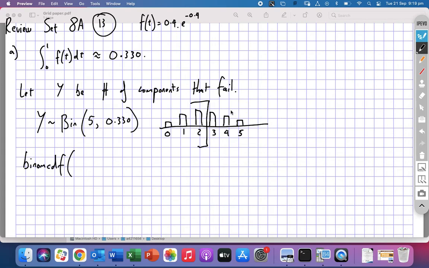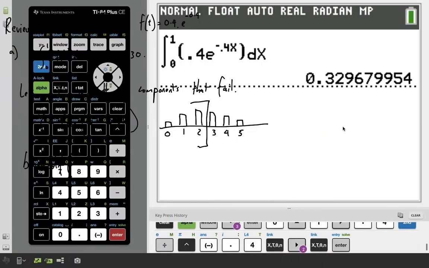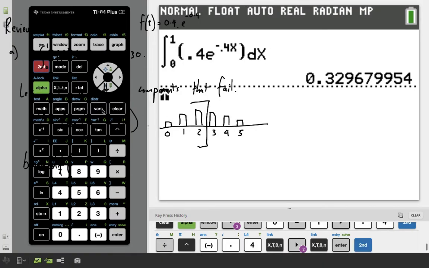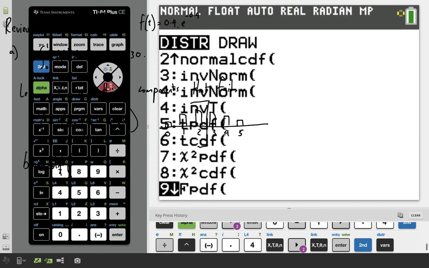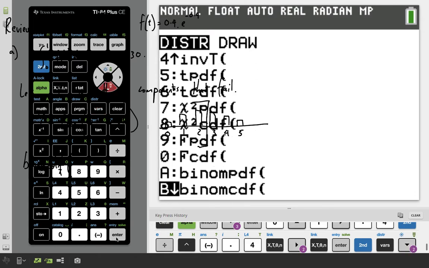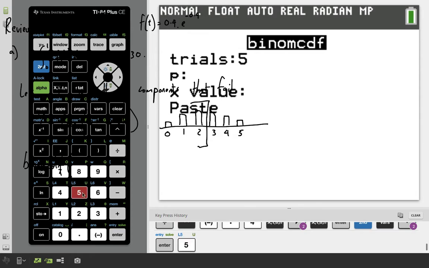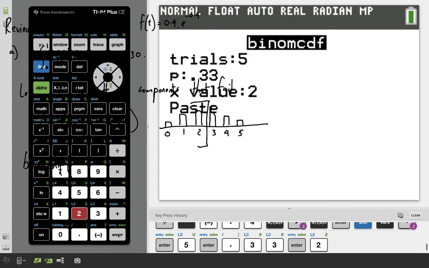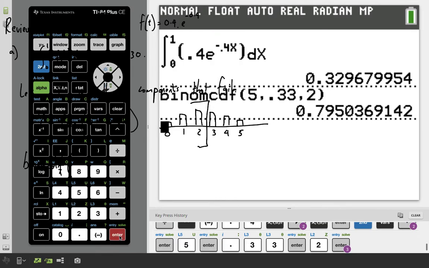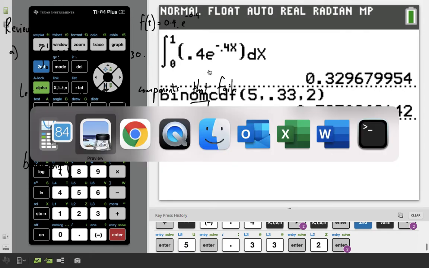Okay, so let's go to the calculator and have a look. Binom CDF, it's got to go down a bit for this. Make sure it's CDF. Got 5 trials, 0.33 probability of failure, but I only want to work out up to 2 inclusive. And we get 79.5% chance.